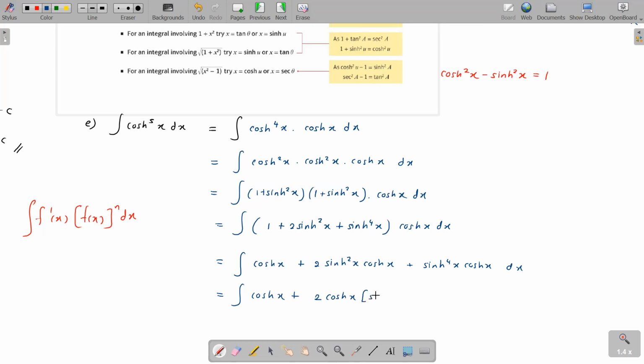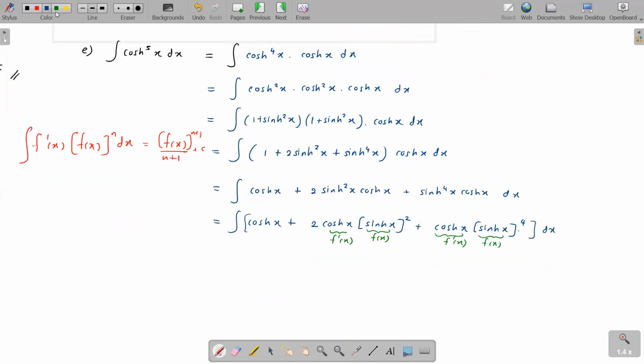In the second term, the 2 stays aside, and sine square x is what I consider as my fx to the power n. In the last one, sine to the power 4x is my fx. In both these places, do you see I have fx and f dash x? Sine x differentiation is cos x. So sine x is my fx, the power n is 4 here, and cos x is f dash x. So I can perfectly use this rule. According to this rule, we add 1 to the power and we divide.